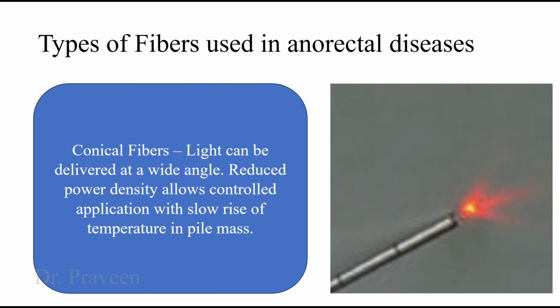Hence, it is used when we are dealing with the pile mass, because we are burning or generating a higher temperature between the mucosa and the plexus. Hence, to prevent a mucosal burn, a scattered energy delivery system is required. Hence, the conical fiber is used in treating the pile mass.